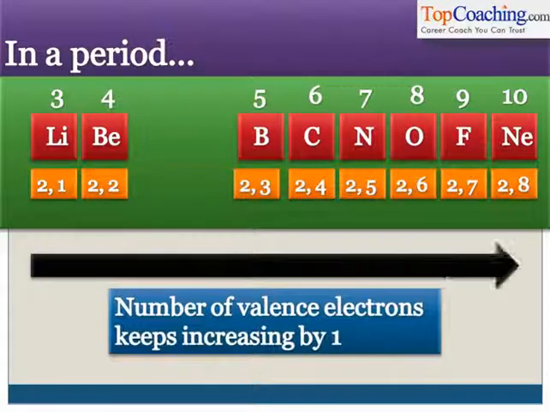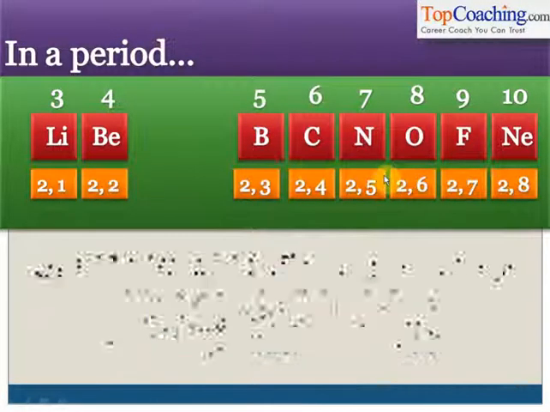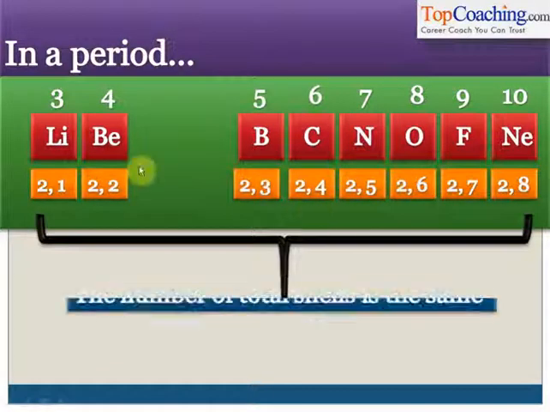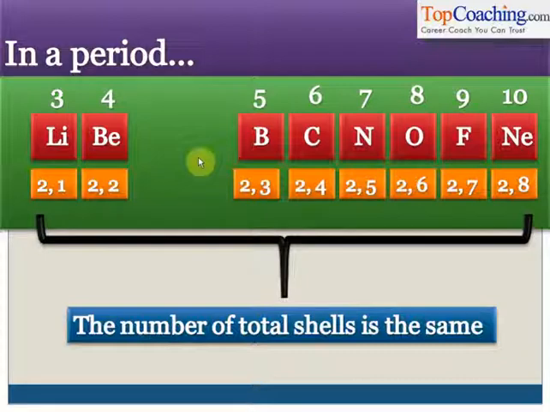Understood? This is what happens. So in a period, as we move from left to right, the number of electrons in the last outer shell keeps on increasing as the atomic number keeps on increasing. An interesting fact, however, is that the number of shells present in the atom is the same. You see, we had learnt earlier that electrons revolve around the nucleus in distinct shells, isn't it? There's the K shell, L shell, M shell, and N shell. In the case of elements in the same period, the number of total shells is the same. Understood? So all the elements in the second period have exactly 2 shells.